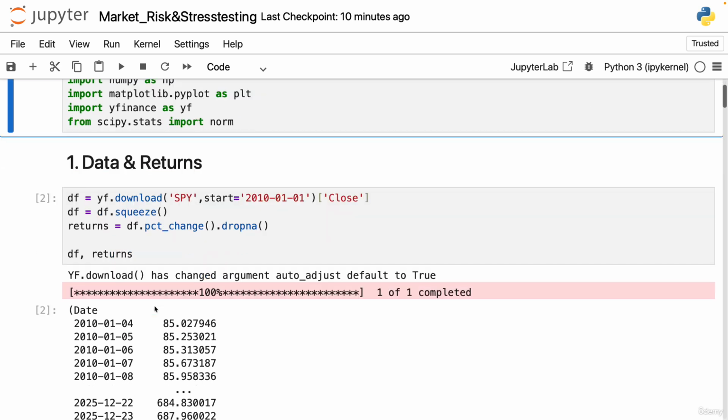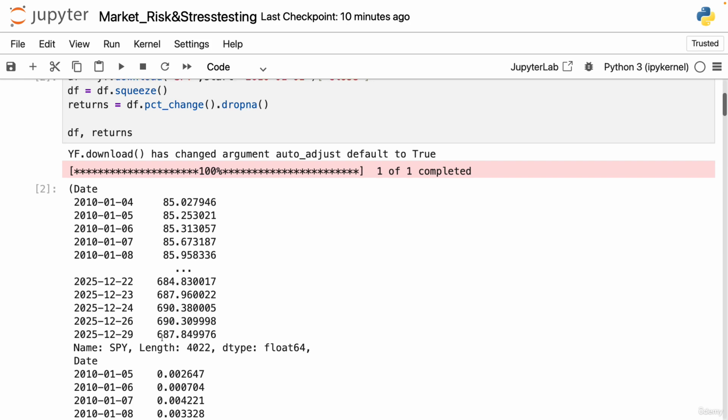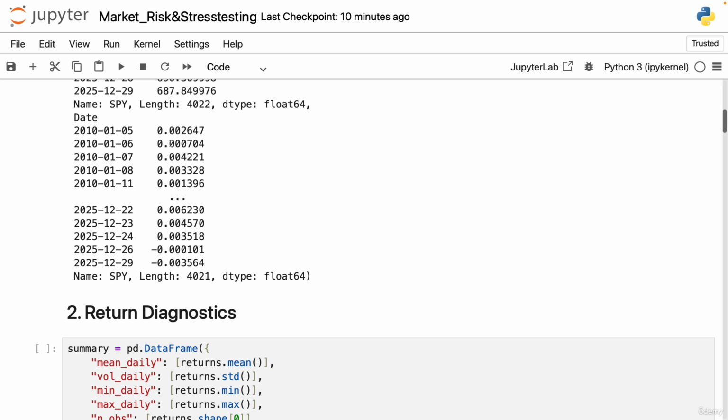Let's take a look at that together. So these are just the prices. You see daily prices of the SPY starting 2010, 85, and 2025, 687. Think about that in terms of how the S&P was exploding over the last 15 years. So this is quite a time horizon we're taking a look at here. Keep that in mind. And you also have the returns here, also daily data, as you see, daily returns of the S&P 500.